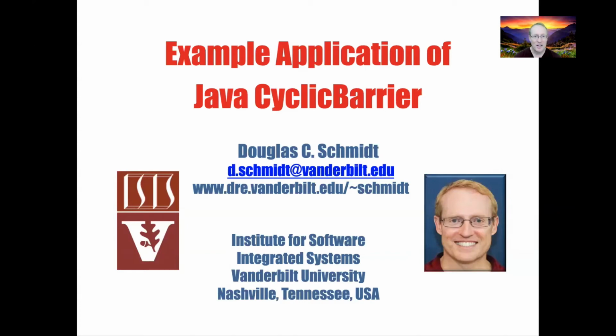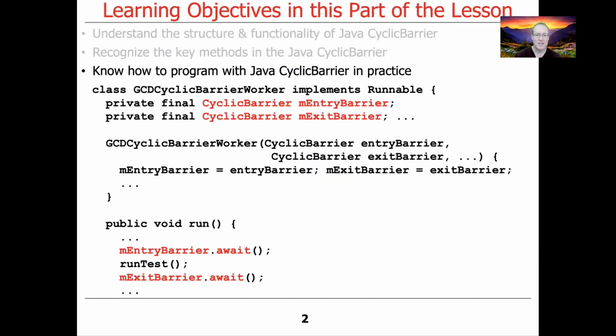So now that we've talked about the Java cyclic barrier's structure, functionality, and key methods, I'll show you an example of applying the cyclic barrier in practice. This particular example is a variation of the one that we looked at when we talked about Java countdown latch. It's doing pretty much the same thing, except it's doing it in a way that uses the properties of cyclic barrier as opposed to using the properties of countdown latch.